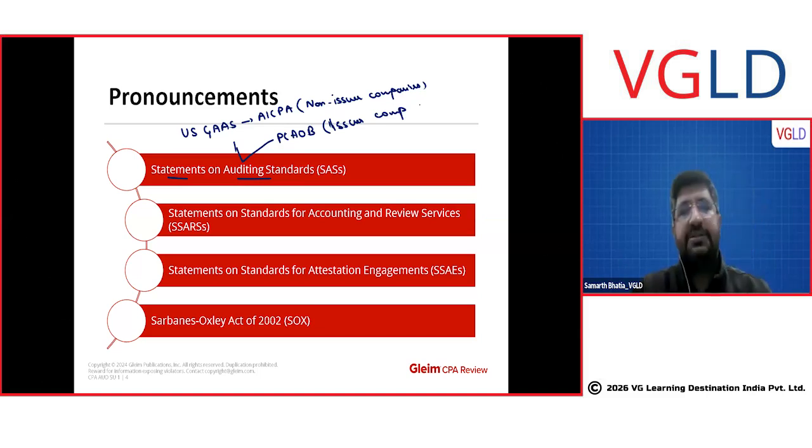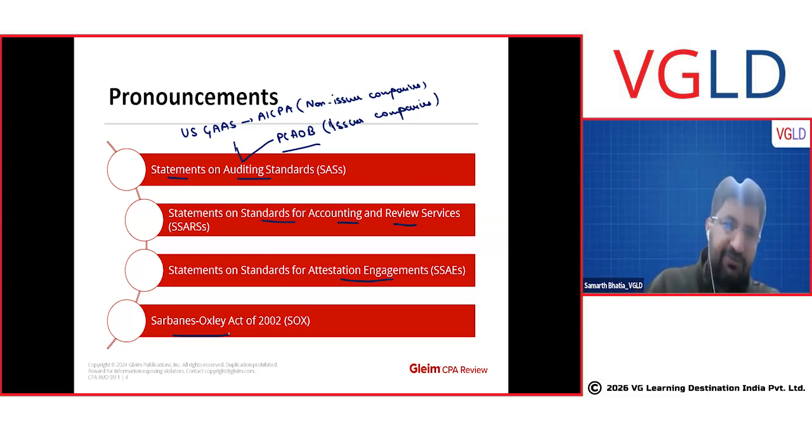So there are multiple standards for auditing. When you are auditing public companies, you have to follow the standards prepared by the Public Company Accounting Oversight Board. If you are auditing the financials of non-issuer companies, you have to follow the standards prepared by the AICPA. Then we have the statements on standards for accounting and review services, and the statements on standards for attestation engagements, so SSARS and SSAE. Then we have the SOX Act, the Sarbanes-Oxley Act of 2002. We are going to discuss all of these in our syllabus.